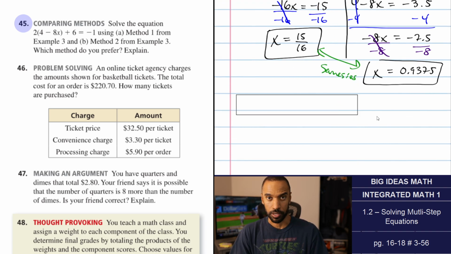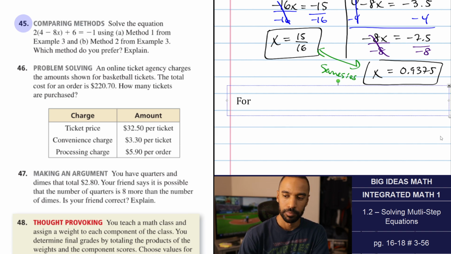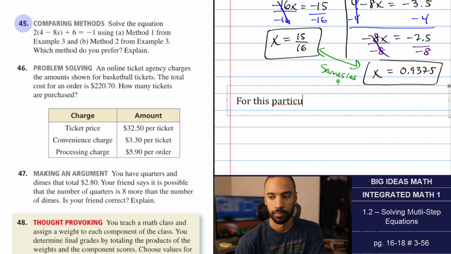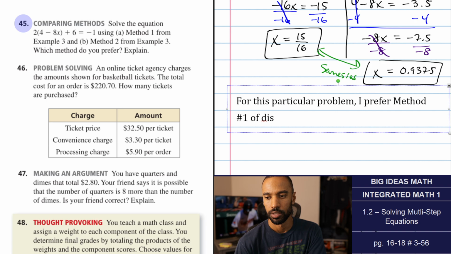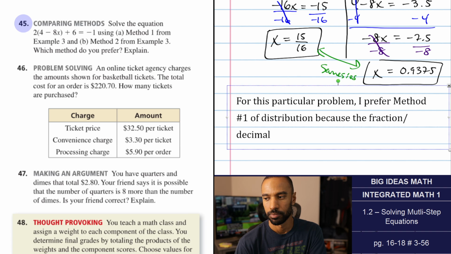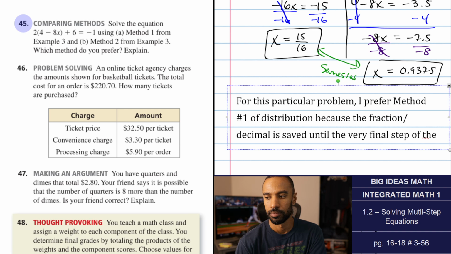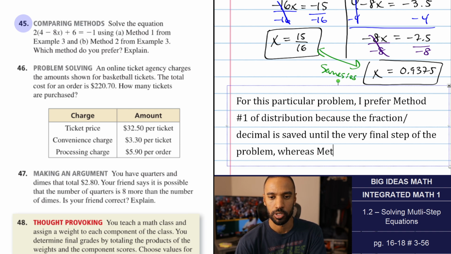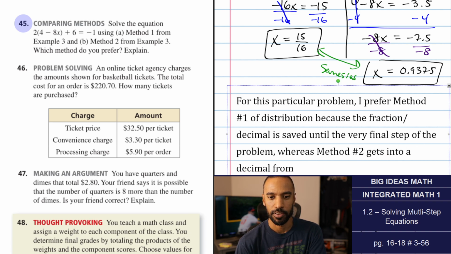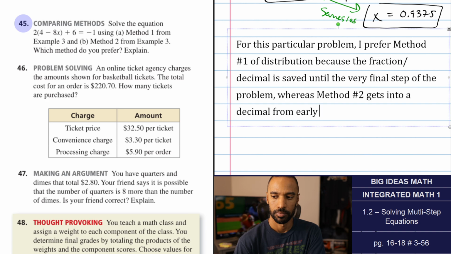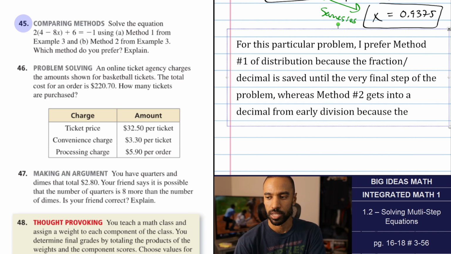Explain. Now, this is your choice, right? For this particular problem, I prefer method number 1 of distribution because the fraction or decimal is saved until the very final step of the problem. Whereas method number 2 gets into a decimal from early division, because the right side of the equation, negative 7, wasn't divisible by 2.